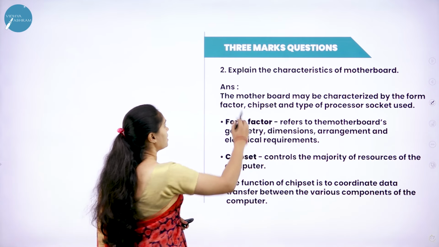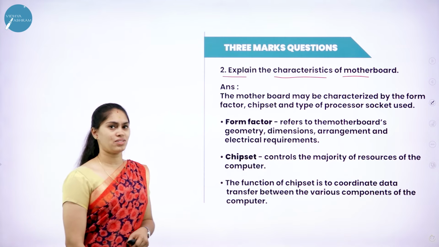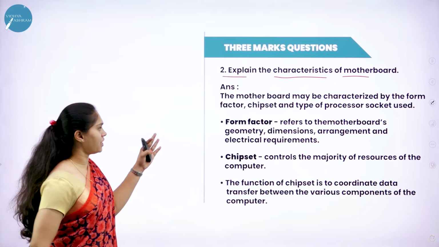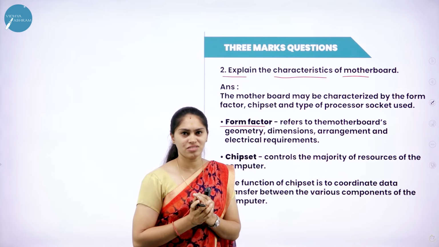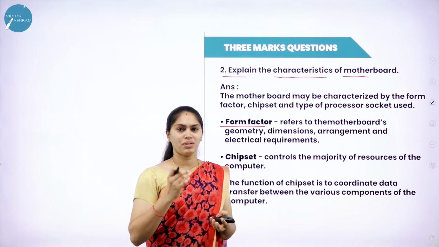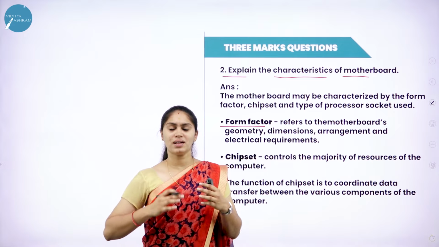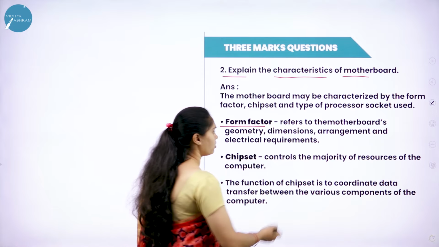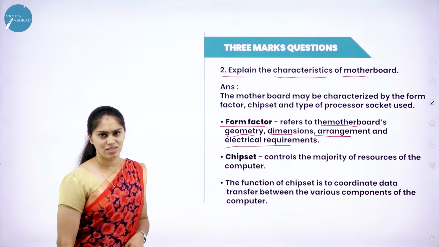We'll see the next question: explain the characteristics of motherboard. What are the 3 characteristics we have in a motherboard? We have form factor, chipset and processor slot. The form factor gives you a brief description of the structure of the motherboard, like the length, width, dimensions, geometry, the number of slots, the number of ports and the kinds of slots. Totally, it gives you the structure, that is, how the motherboard should be. It refers to the motherboard geometry, dimensions, arrangement and electrical requirements.